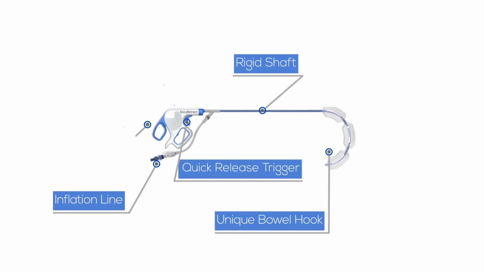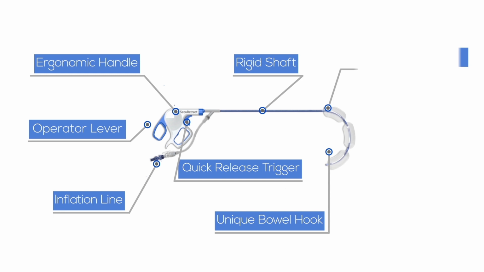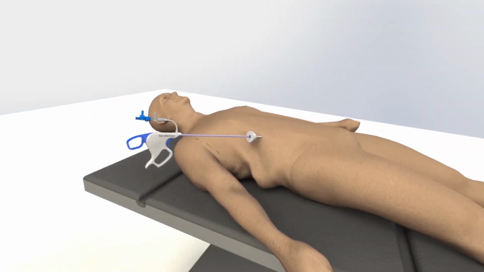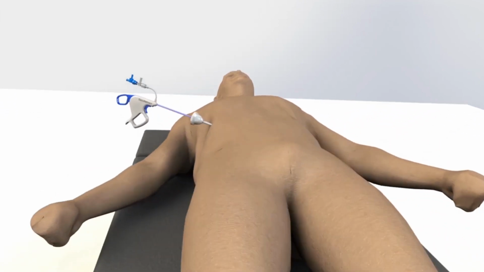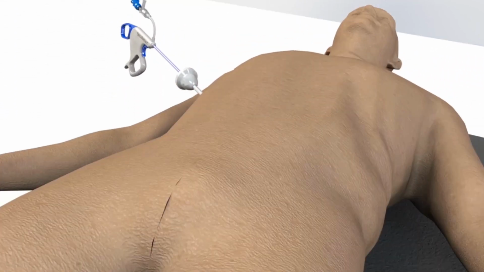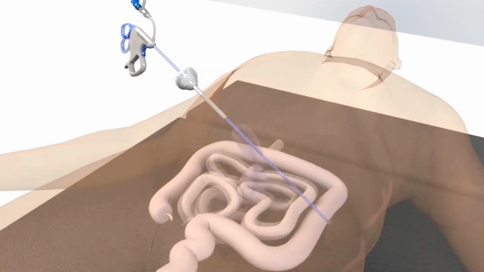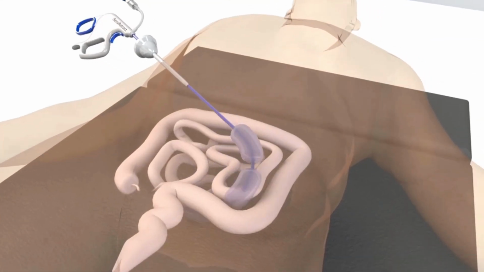Secure Retract is a solution with a simple operator handle and trigger to control a hook tip with soft balloons. The device can be inserted in a 5 mm laparoscopic port in the straight position, and then the balloons are inflated to engage with and retract the small bowel.